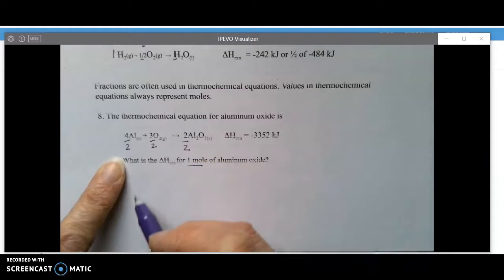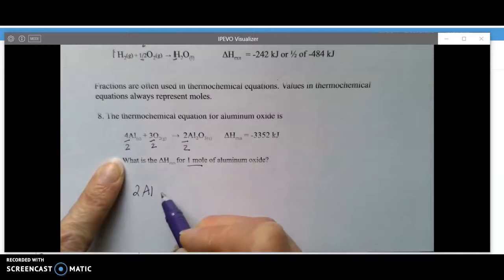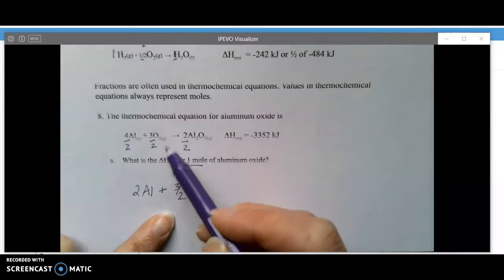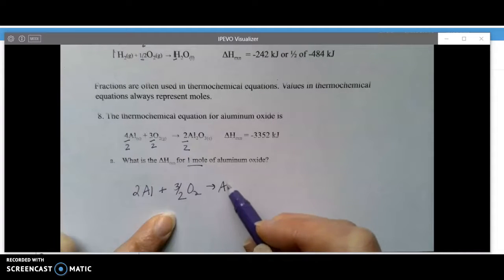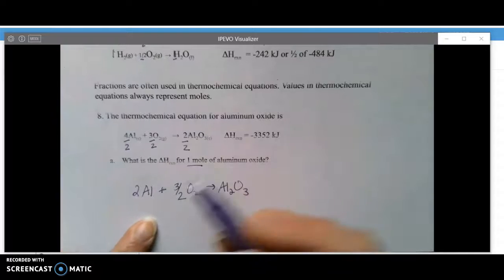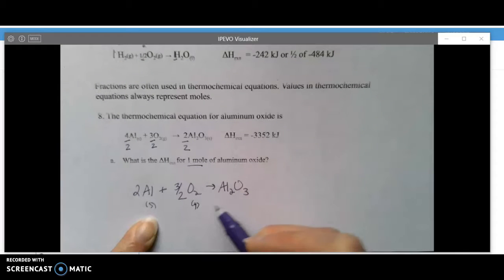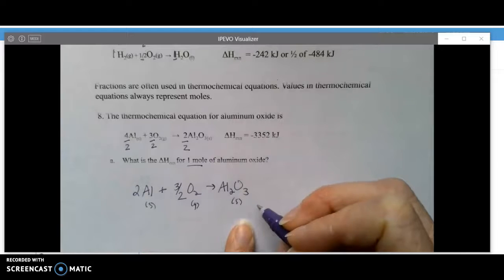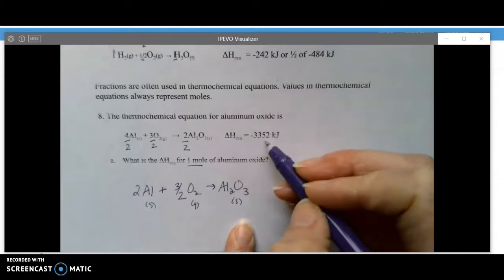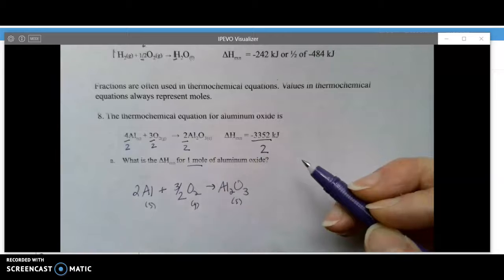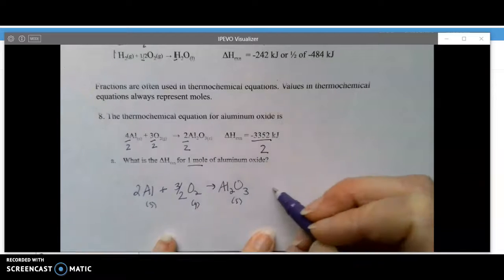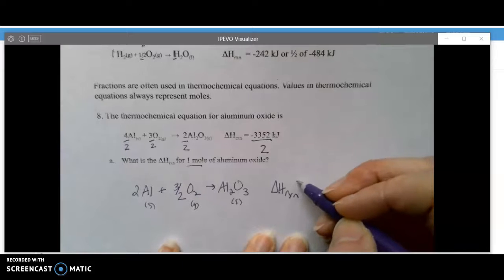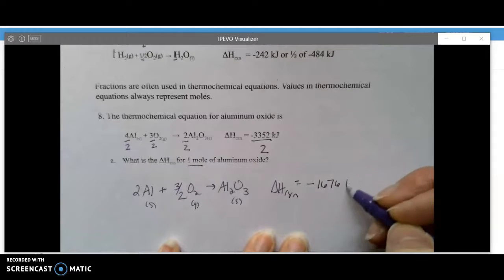So I'm going to divide 4 by 2, and that's going to give me 2 Al's. I'm going to get 3/2 O2. I know that's going to look strange to you, but that's 3 divided by 2. And then 1 mole of aluminum oxide. And again, whether you bring the phase notations down or not, I'm not too worried about that for this, but there are problems in heat where phase notations do matter. Okay, and then I need to do the same thing with my heat. I have to divide this by 2, and that is going to give me a delta H of reaction of negative 1676 kilojoules.